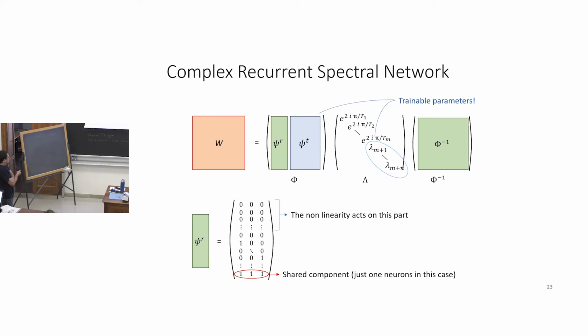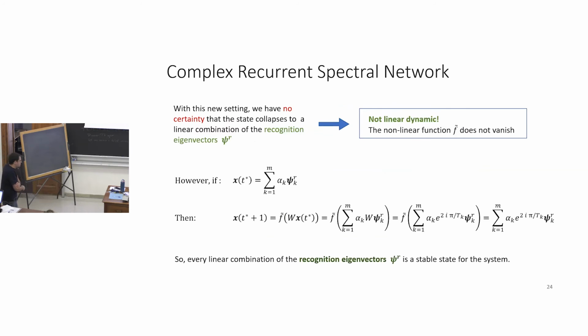So the recognition eigenvectors share this last neuron, this last component, and then we have this sort of diagonal with 1. So each eigenvector involves the last neuron and another neuron, and then it will be clear why we use this structure. Now that the non-linearity is always present, we cannot say that the dynamics will converge in the subspace of the recognition eigenvectors.